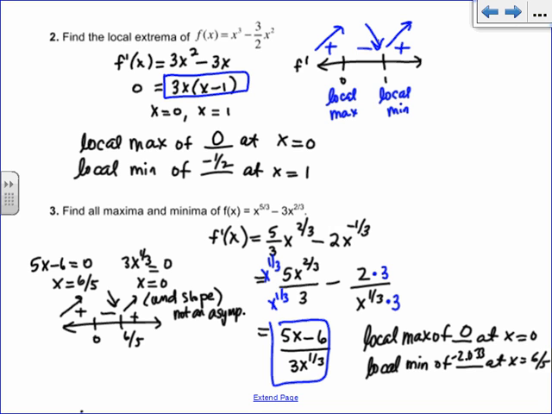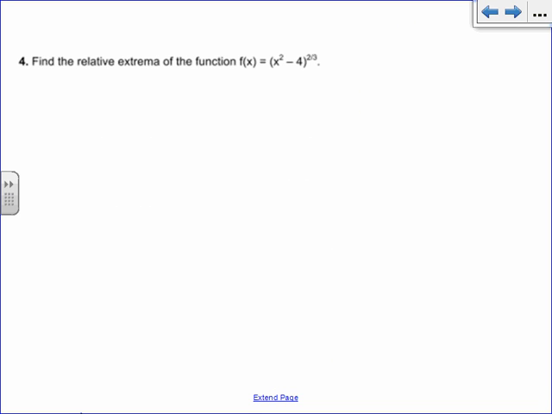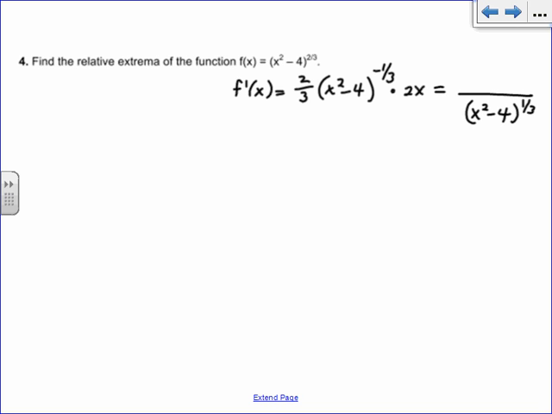All right, next up. Find all of the relative extrema of the function f of x equals x squared minus 4 raised to the 2/3. Again, we take the derivative, so we're going to use the chain rule. I have a 2/3, the inside, x squared minus 4, raised to the negative 1/3, and then the derivative of the inside, which is 2x. If I clean this up a little bit, a negative exponent goes on the denominator. So I'm going to have x squared minus 4 under a cube root, or raised to the 1/3, it doesn't matter. I have a 3 on the bottom with it. And then I have 2 times 2x, so I have 4x on top.